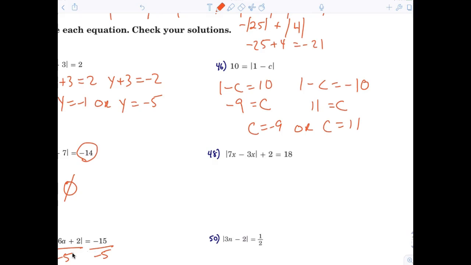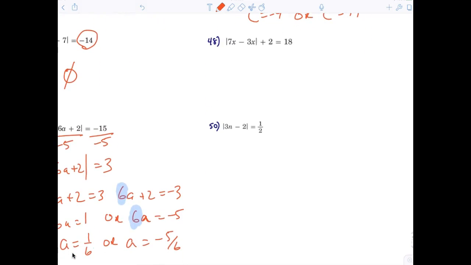All right, now on 48, the first thing I have to do on 48 is to do what? Subtract 2, thank you. And 7x minus 3x, what's that? So the absolute value of 4x is equal to 16. So 4x is equal to 16, or 4x is equal to negative 16. So x can be 4 or negative 4.